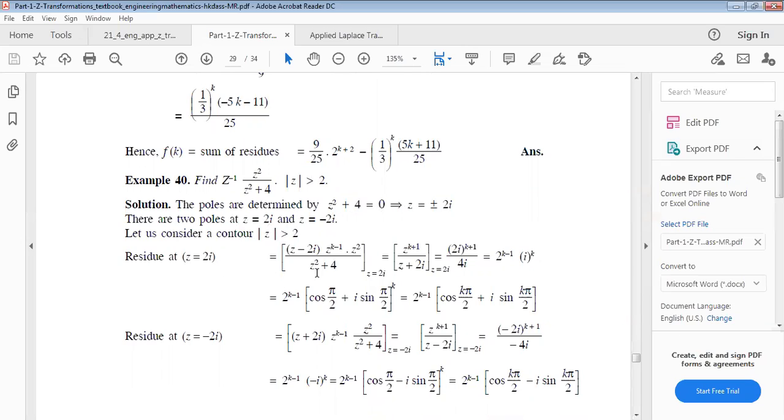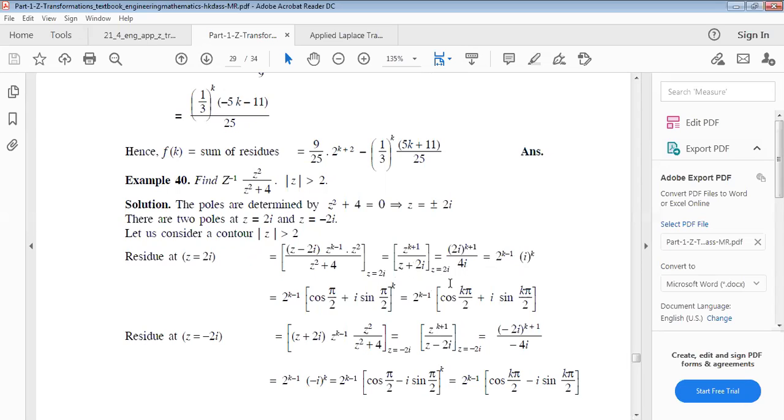Now the residue at z equals twice i, using the same residue method: (z minus 2i) into z to the power k minus 1, then f of z, where f of z means the given function. So at z equals twice i, we get this one. z square plus 4 will be (z minus twice i)(z plus twice i), right? This way, z minus twice i cancels, so only z plus twice i is left. After putting z equals twice i here, we get this one. Twice i times 2 will be 4i. Now this will be the sequence.